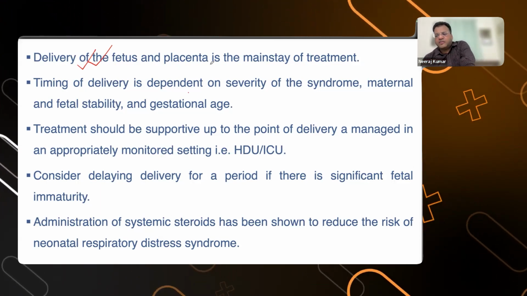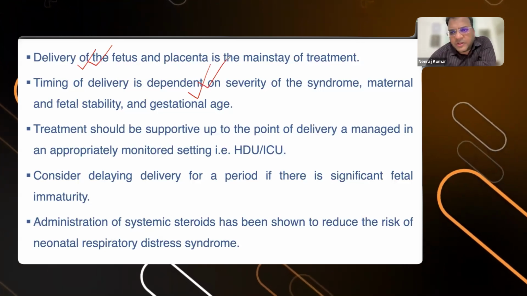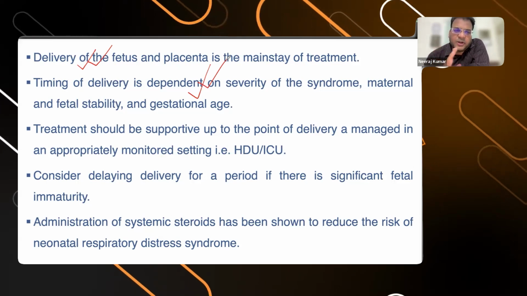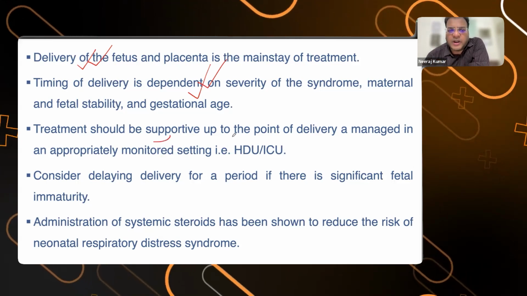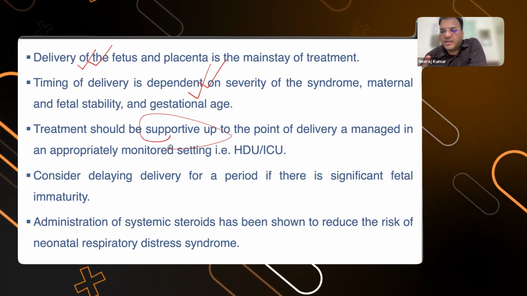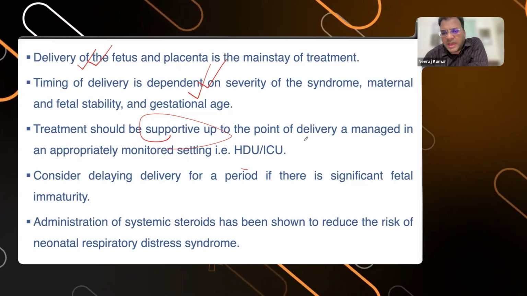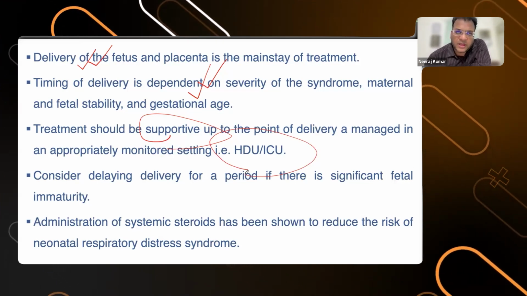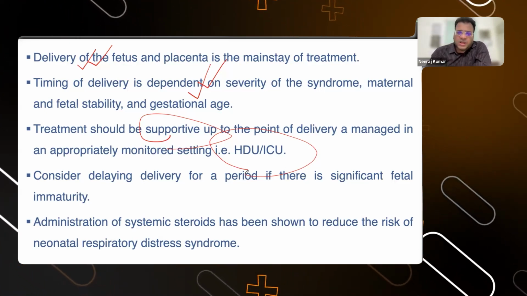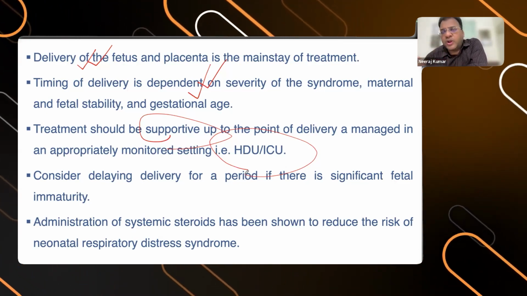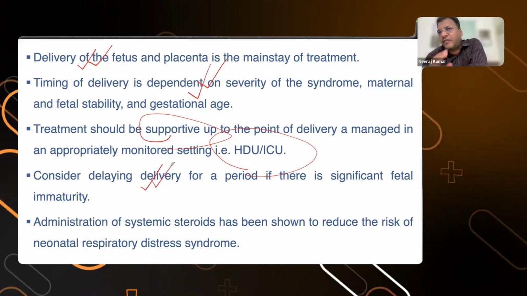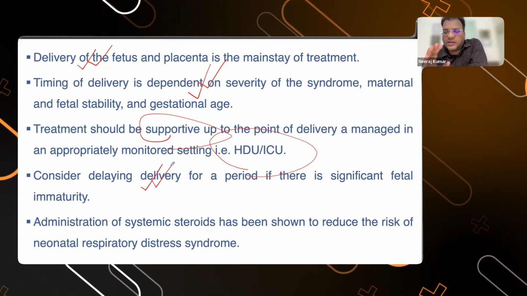Timing of delivery is always very, very important, because it depends upon the severity of the syndrome. So maternal fetal stability as well as gestational age has to be taken care of. These patients are given symptomatic or supportive treatment until they reach the delivery point, and it has to be managed in SDU and ICU. This is again a limitation. Many of these patients, if SDU and ICU setups have not been provided, lead to more and more maternal mortality. Delaying the delivery for a period also has a significant effect on fetal maturity as well.